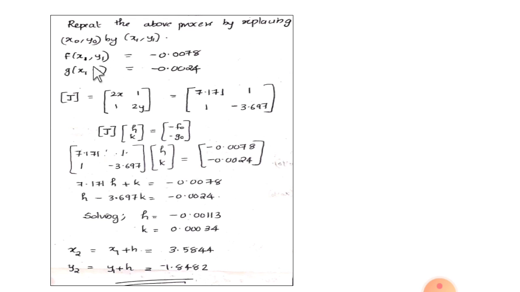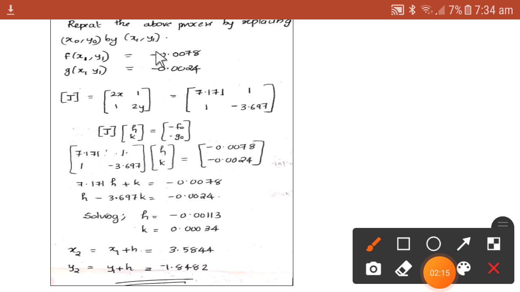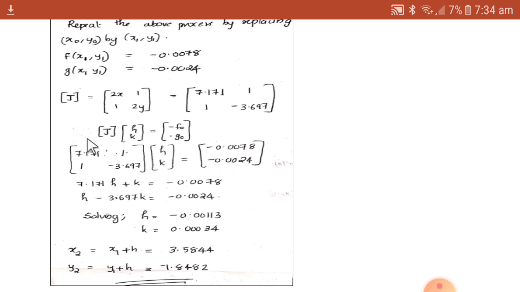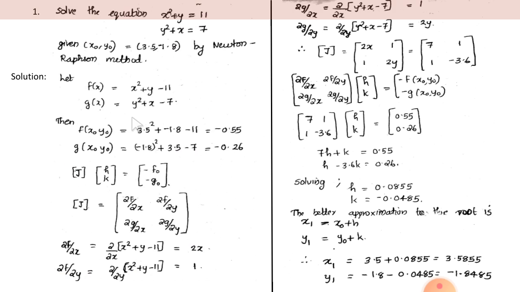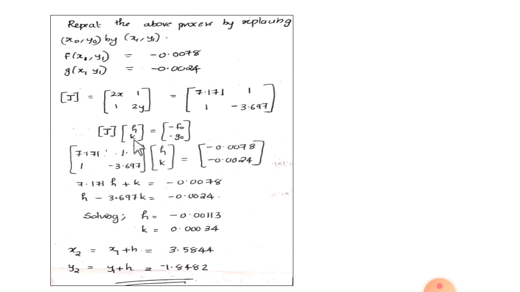Then you will get f of x1, y1 as plus 0.0078. So there is an error. It is positive. So plus 0.0078 and g as plus 0.0024. Now, multiplication J into h k equal to minus f0 minus g0. So f0 value is positive 0.0078 and g0 value is positive 0.0024. So substitute the values here.